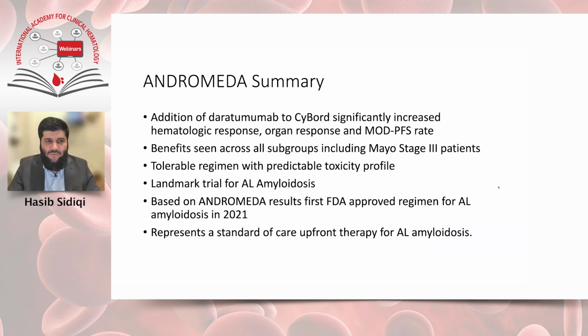So to summarize the Andromeda study, the addition of daratumumab to Cyborg significantly increased hematologic response, organ response, and the modified PFS rate. This benefit was seen across all subgroups, including Mayo Stage 3 patients. The overall regimen was tolerable, had a predictable toxicity profile. And really, this was a landmark trial for light chain amyloidosis. Based on the Andromeda study, this regimen became the first FDA-approved regimen for light chain amyloidosis in 2021, and really it represents a standard of care as upfront therapy for patients with AL amyloidosis.